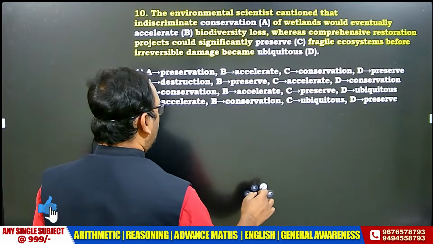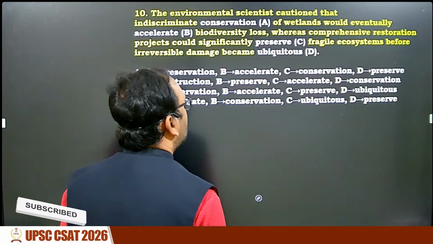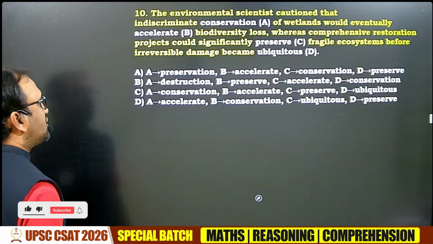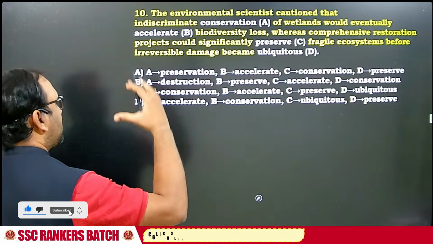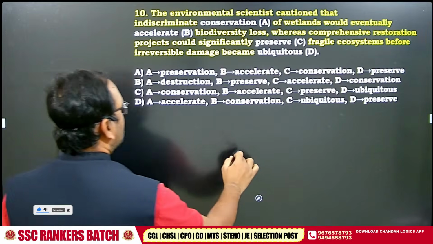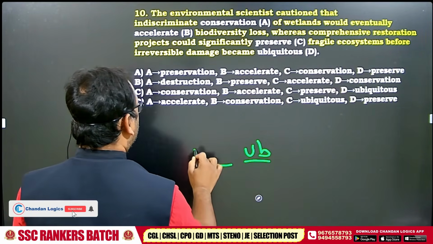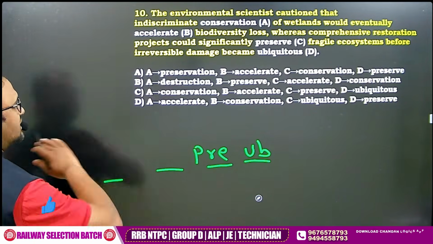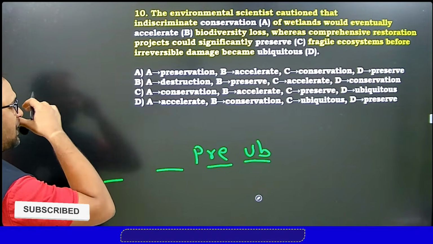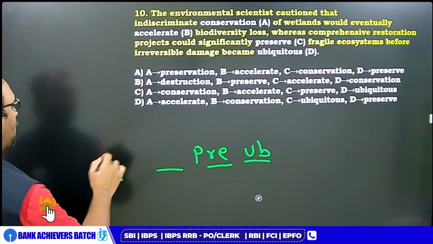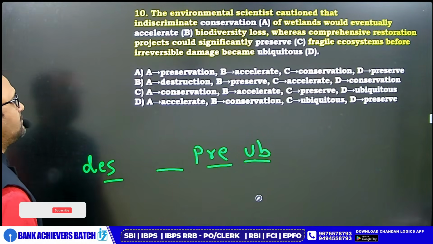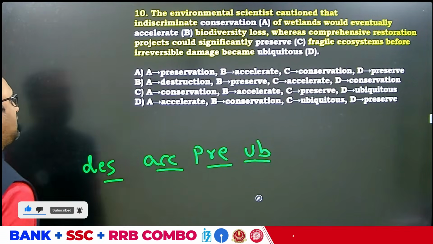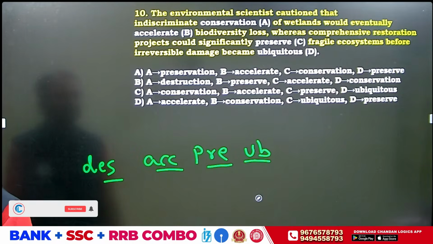So there is only one change to be made, my dear friends. So ubiquitous should be in the last position, no doubt. Comprehensive restoration projects could preserve a fragile ecosystem. So ubiquitous should come in the 4th blank, and preserve in the third. Now environmental scientists caution that indiscriminate conservation of wetlands. If wetlands are conserved, there is no problem. So here destruction should come. And then what happens is would accelerate. So this should be the right sequence.